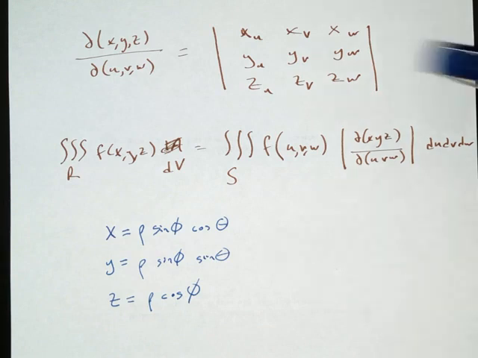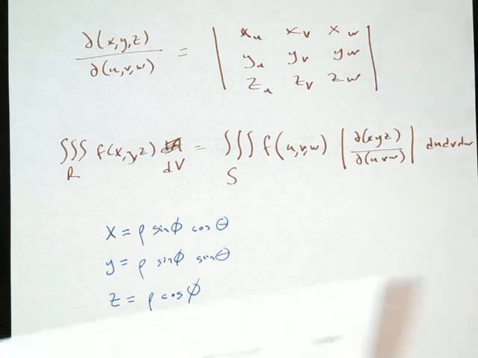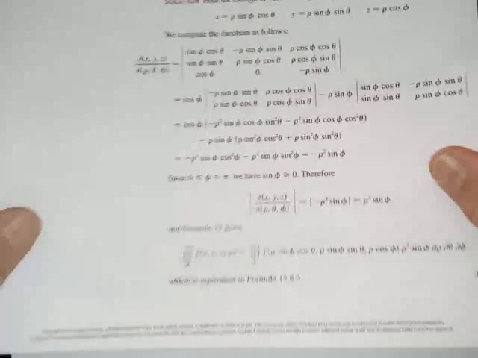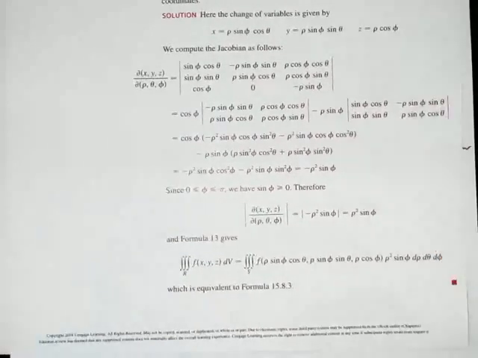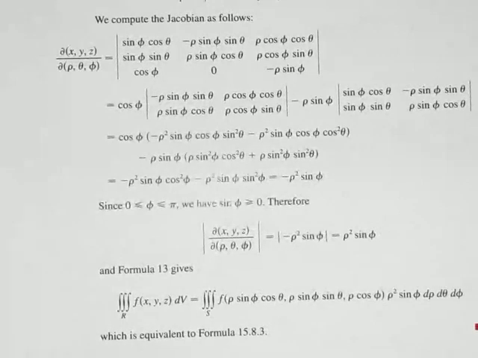If I do this process with these 3 equations, I get rho squared sine phi. As a matter of fact, I'm not even going to do it. On page 1059, they do it in the text.